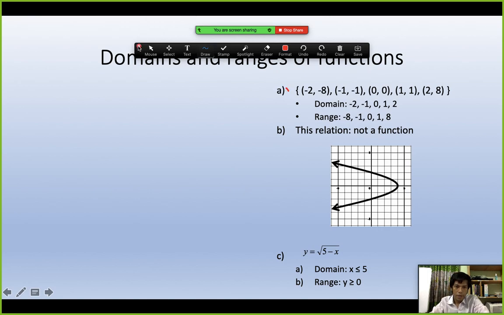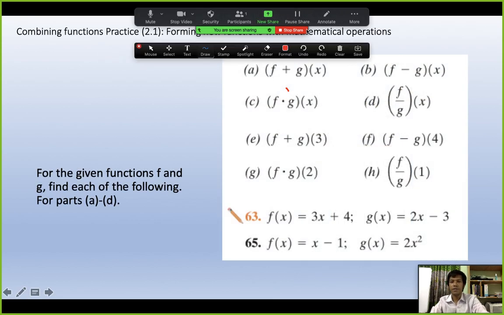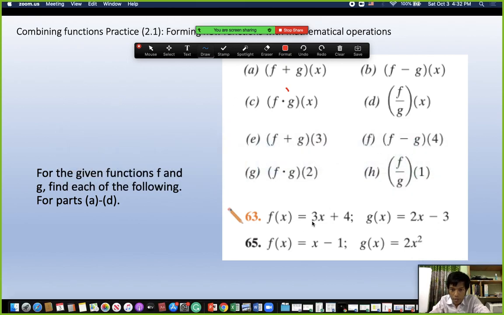Then we have this part. This part of the question is combining the functions. There are two functions here, one is this one and this one. So if we say f plus g of x, how do we do that? That means we have to do 3x plus 4 plus 2x minus 3.